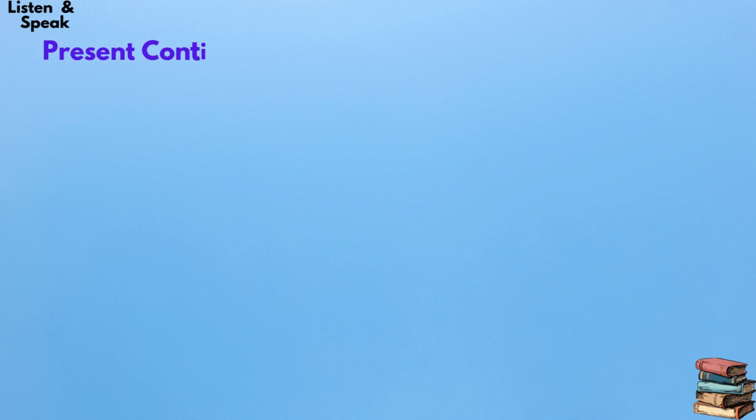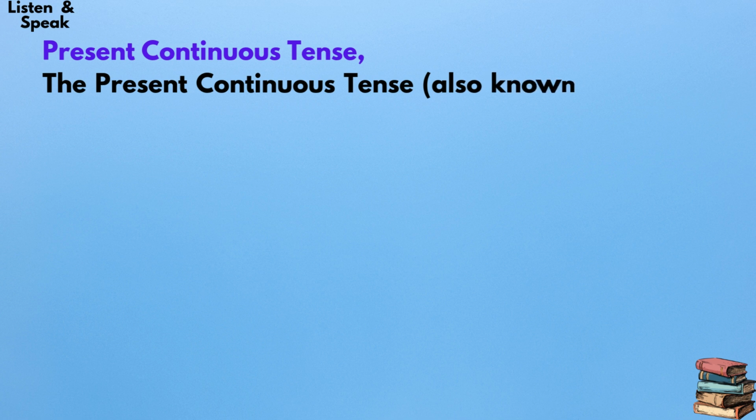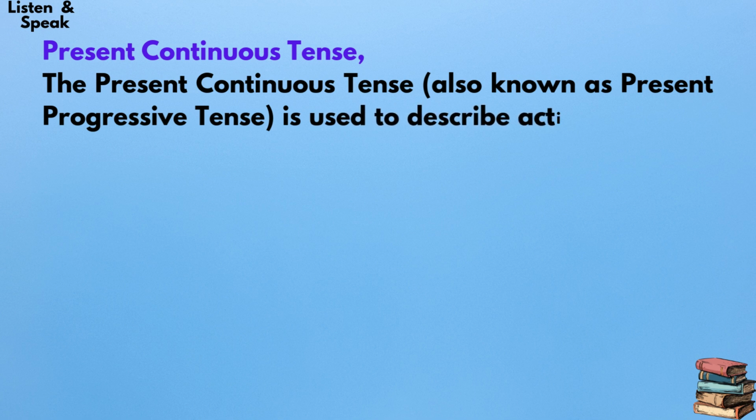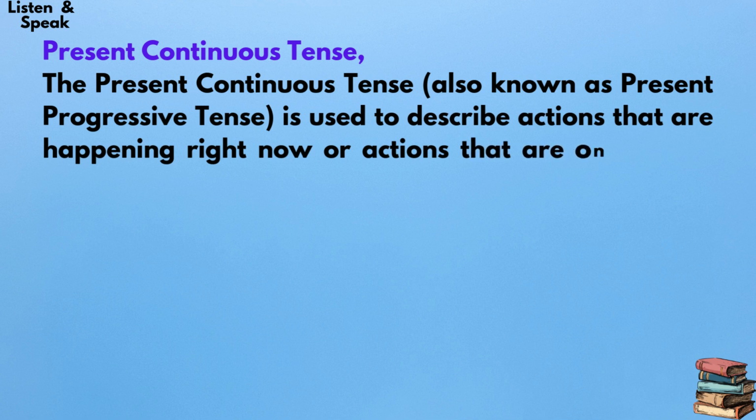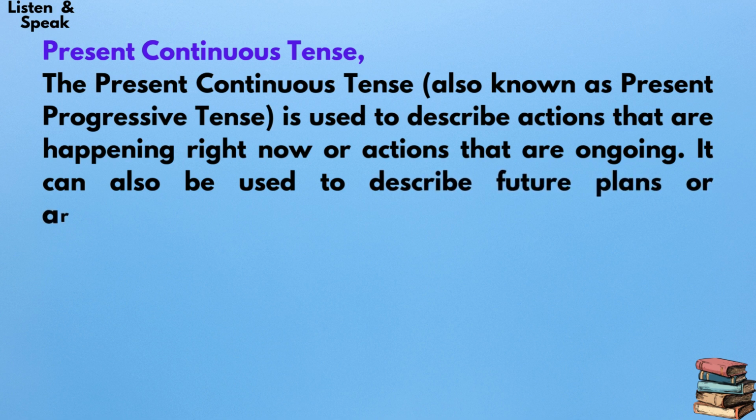Present continuous tense. The present continuous tense, also known as present progressive tense, is used to describe actions that are happening right now or actions that are ongoing. It can also be used to describe future plans or arrangements.